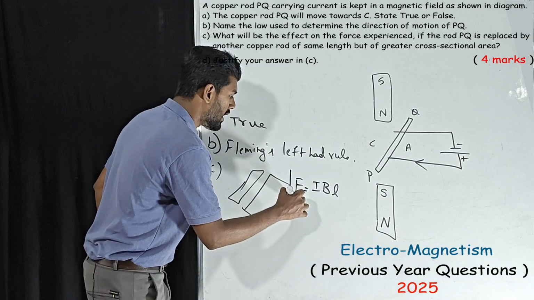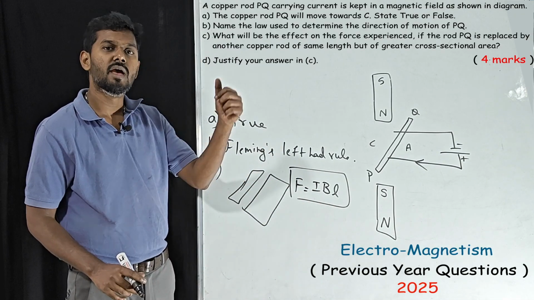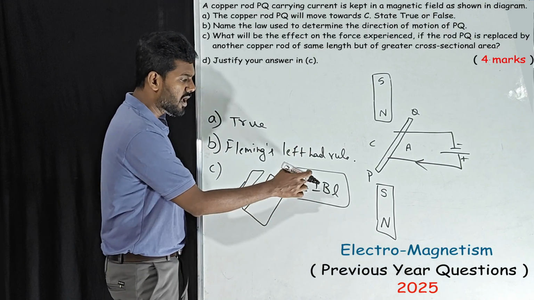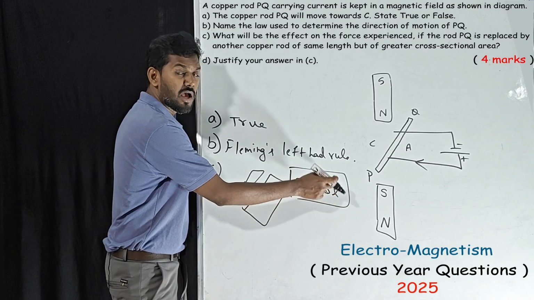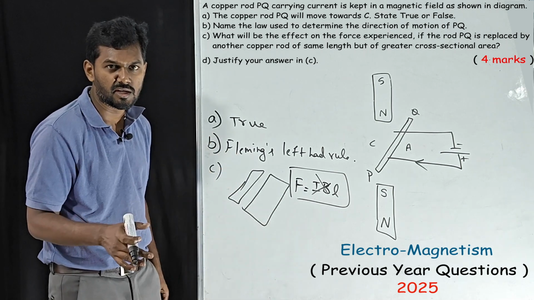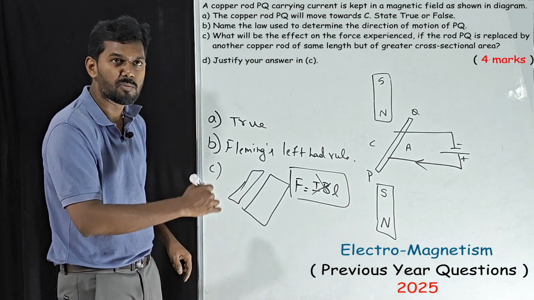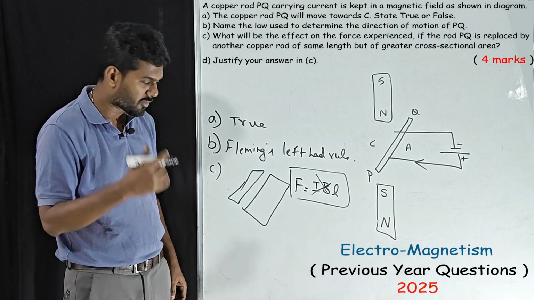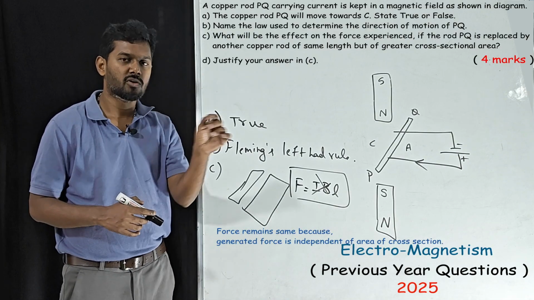This is the formula. Based on this formula, numericals are not there, but logical questions like this can be expected. According to the formula IBL, they have mentioned all three. They are not talking about I and B, so you have to remove them from the picture. They have said L is the same, the length is the same, and they are talking about the area of cross section being increased. Area of cross section is not related to force, so the answer for C remains the same. In D they are asking for justification, that means write the reason. You can write the reason as: the generated force is independent of the area of cross section.